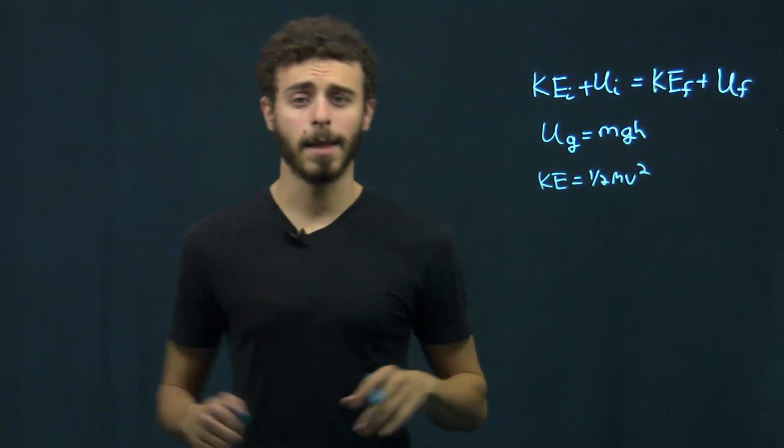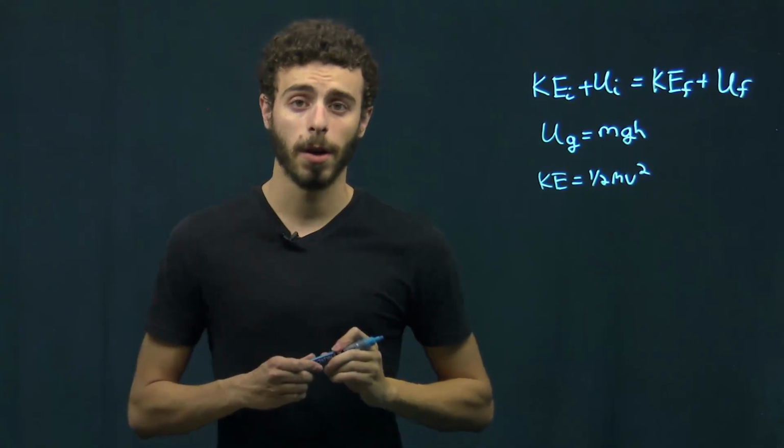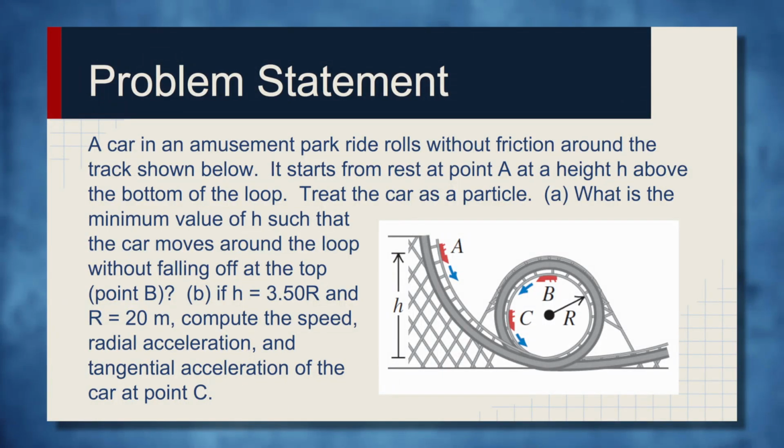Okay, so let's look at the problem statement for today, and that reads as follows. A car in an amusement park ride rolls without friction around the track shown in the figure below. It starts from rest at point A at a height h above the bottom of the loop. Treat the car as a particle. A, we want to know what is the minimum value of h in terms of r, such that the car moves around the loop without falling off at the top. And B, if h is equal to 3.5 r and the radius is equal to 20 meters, compute the speed, radial acceleration, and tangential acceleration of the passengers when the car is at point C.